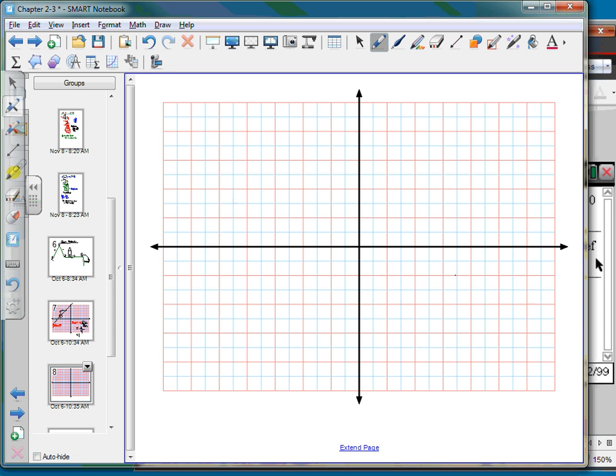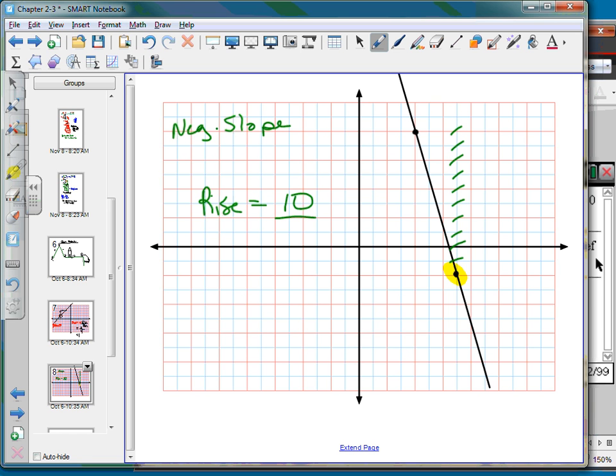Okay, positive or negative slope? Negative. Why is it negative? I'm going downhill. Do we all understand that? This has a negative slope. Okay? Now, where do I start at? Bottom. I start at the bottom point, and I'm going to go ahead and make it level. 1, 2, 3, 4, 5, 6, 7, 8, 9, 10. So my rise is 10 units. Should that be negative? No. Why should my 10 not be negative? Because I'm rising, yes?